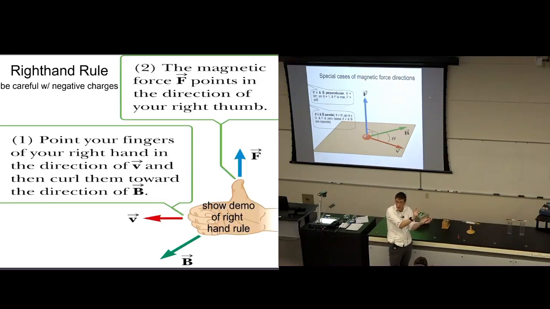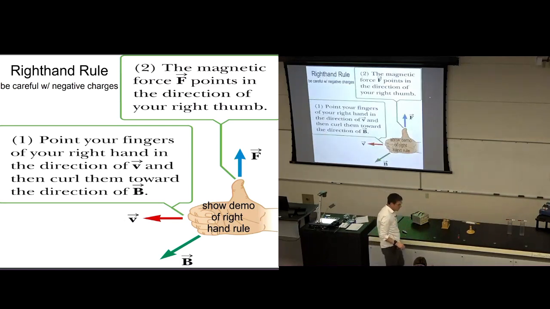Now, I said that the magnetic force is perpendicular to the plane of V and B. And that's absolutely true. But here's a problem, right? There are two directions that are perpendicular to the plane of V and B. Imagine, again, a velocity vector towards the right and a magnetic field into the whiteboard. That's a horizontal plane. What directions are perpendicular to the horizontal plane? Well, there's one direction straight up through the roof, and another direction straight down through the floor.